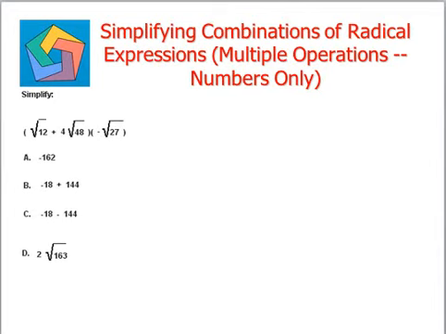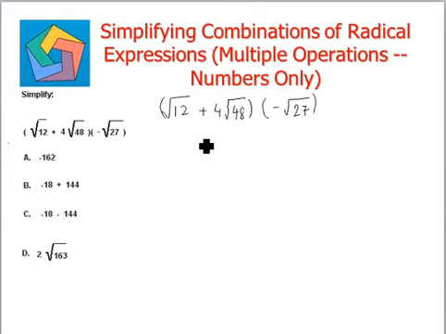We are given the first question as: simplify, parentheses open, square root of 12 plus 4 times square root of 48, parentheses close, times negative square root of 27. So let's write down the question: square root of 12 plus 4 root of 48, parentheses closed, times negative square root of 27.